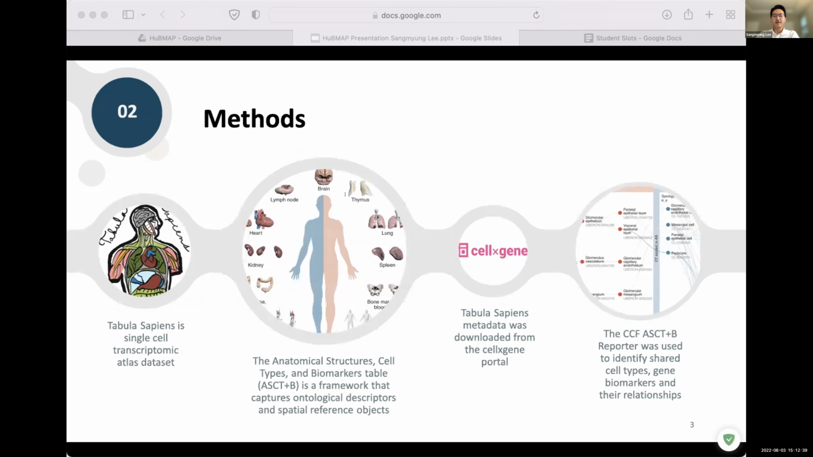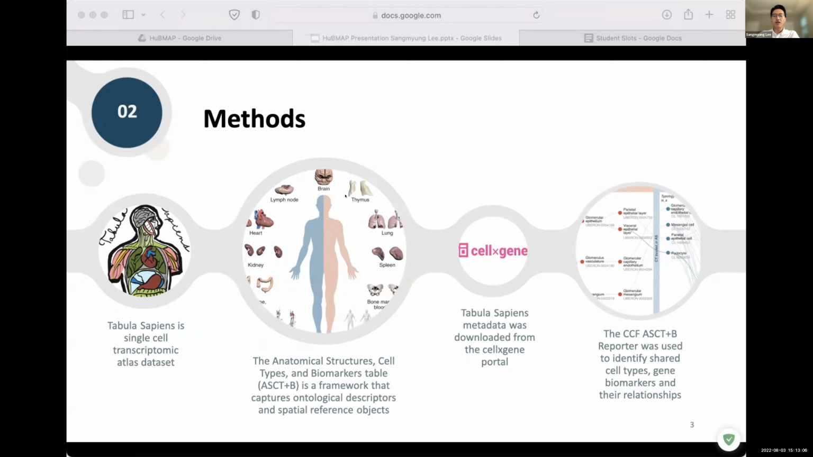The Tabula Sapiens dataset is a single-cell transcriptomic atlas that provides an integrated molecular reference of around 500,000 cells and 45 tissue blocks from 24 organs across 15 donors. The anatomical structure, cell types, and biomarker table is the framework that captures the ontological descriptors and the spatial reference object. Tabula Sapiens data was downloaded from the CELLxGENE portal.